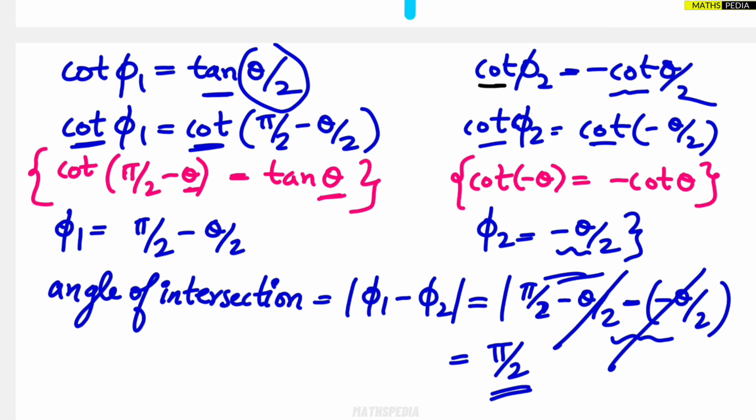So what have we proved? That this is called the angle of intersection. Okay, this will be used in many upcoming problems. That's why I've said angle of intersection is the phi 1 and phi 2 difference. So we are getting it as pi by 2. So we can say that this particular curve intersects orthogonally.